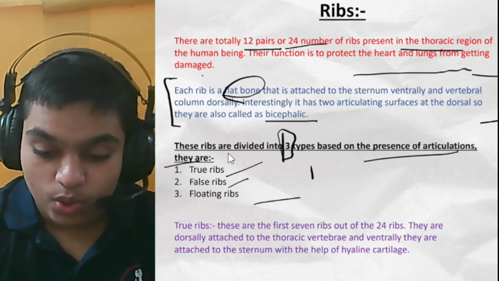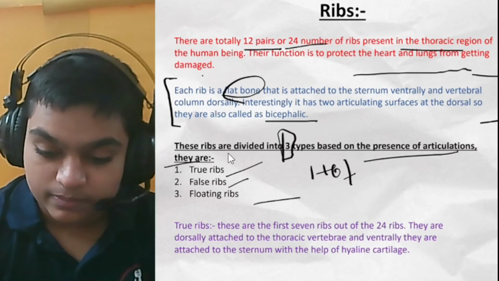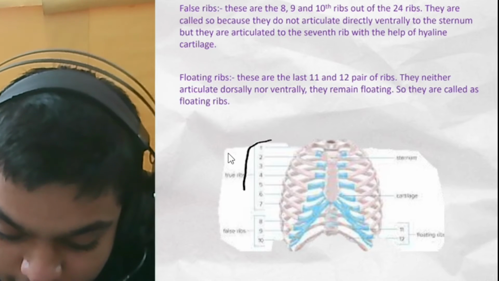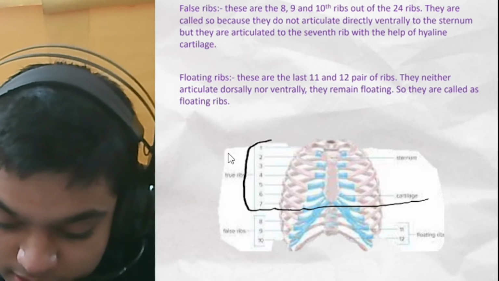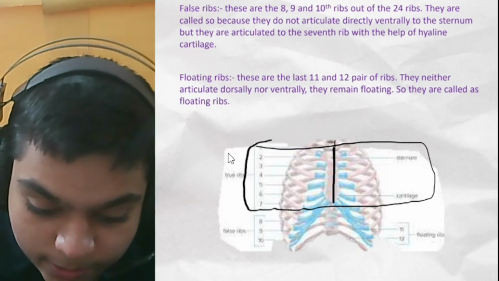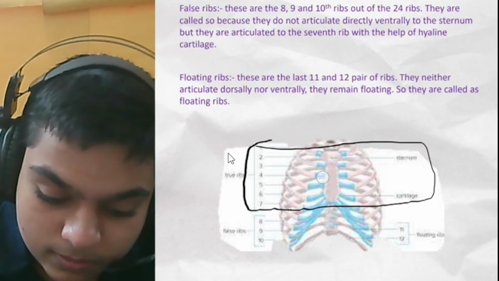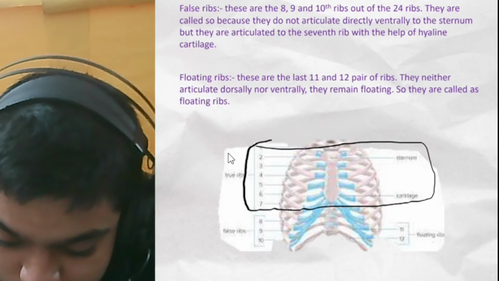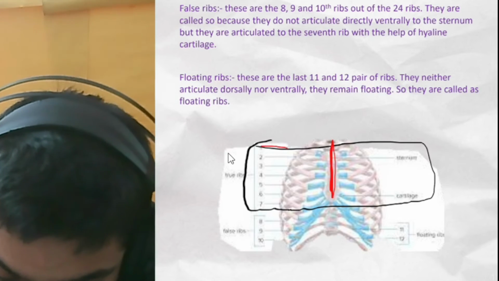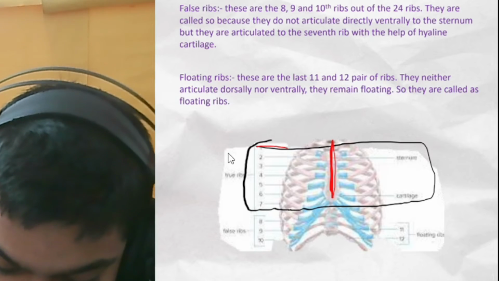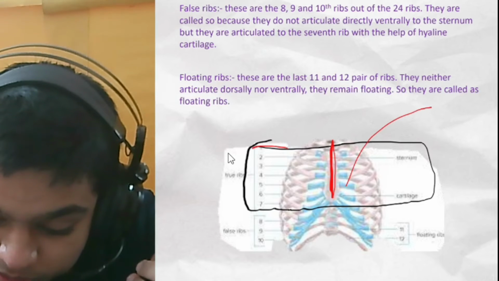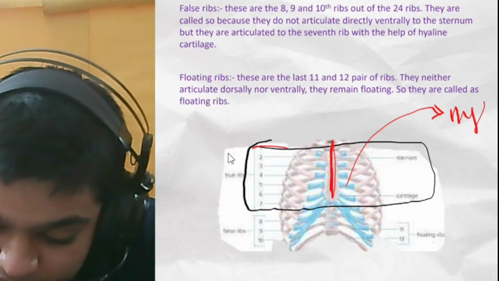There are 1 to 7 pairs, from the first rib to the seventh rib. See, these are your true ribs. As you can see, this red color line is your sternum. These are attached to this sternum ventrally with the help of hyaline cartilage. This blue color one is hyaline cartilage.